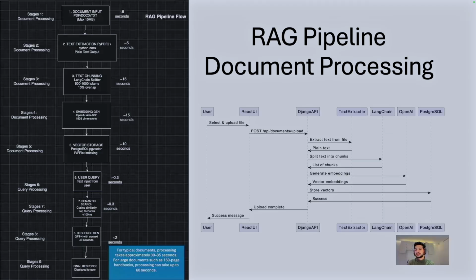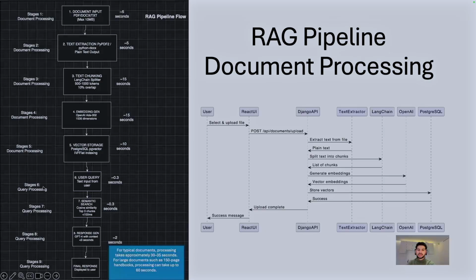The text would be extracted using the text extractor. Then it would be sent back to the backend. Then the text would be turned into chunks using LangChain. And again, we get the list of chunks back to the backend. The embeddings would be generated using OpenAI ADA-002. Then the vector embeddings would be sent back to the backend. Then the vectors would be saved in the database, which is PostgreSQL with pgvector. And the success message would be sent to the backend, the backend would send it to the front end, and the front end would show it to the user.